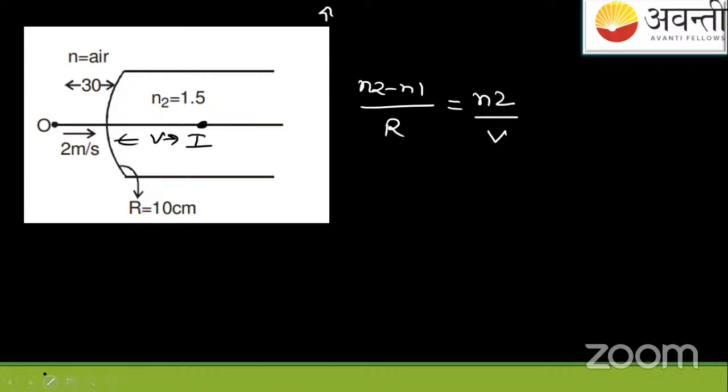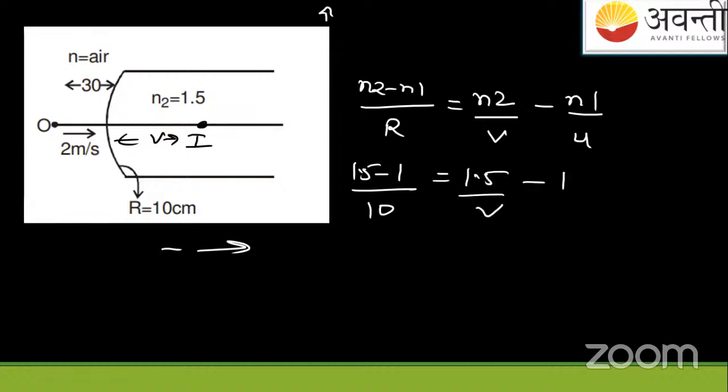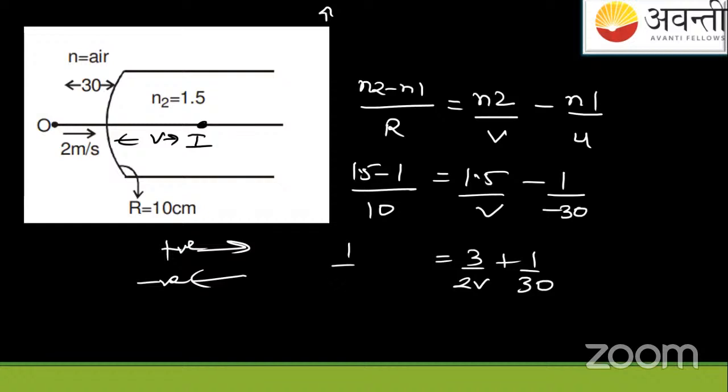n2 upon v minus n1 upon u equals n2 minus n1 upon R. So 1.5 minus 1, the radius of curvature is in the positive direction, so plus 10. n2 is 1.5 upon v, minus n1 is 1 upon u, which is minus 30, negative direction. Very easy. So minus of minus 30. Solving it, it will be 3 by 2v plus 1 by 30 equals 1 by 20.